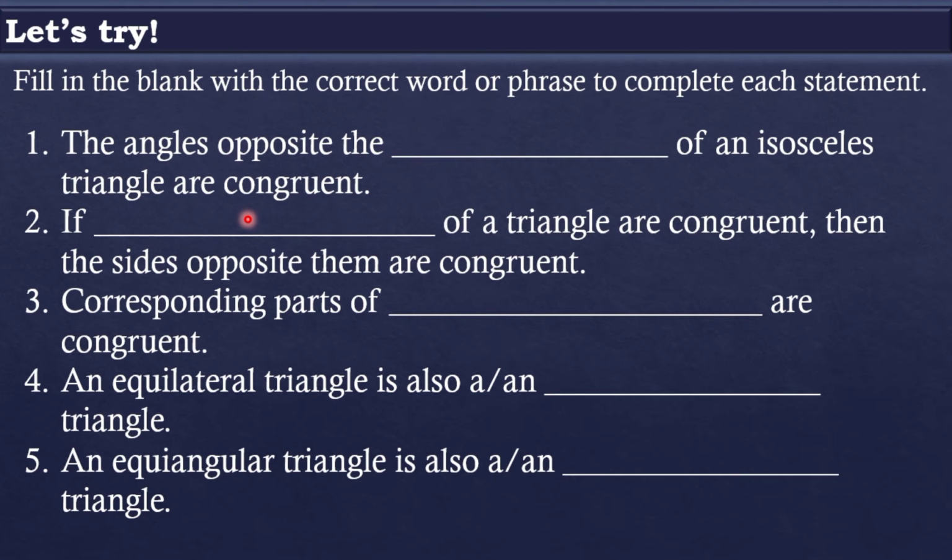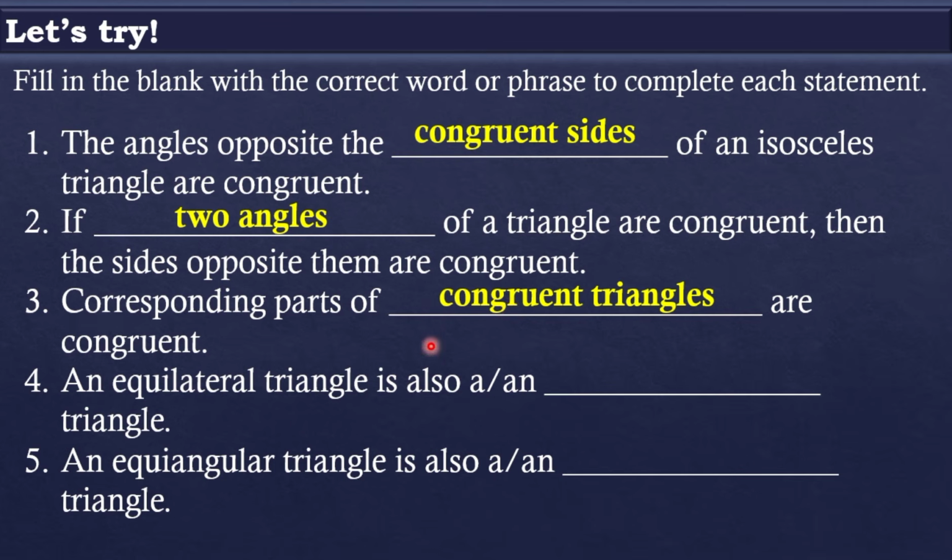So, let's answer. We have number 1, the angles opposite the congruent sides of an isosceles triangle are congruent. If blank of a triangle are congruent, then the sides opposite them are also congruent. So, ito po ay if two angles. Corresponding parts of congruent triangles are congruent. An equilateral triangle is also an equiangular. And the converse, an equiangular triangle is also an equilateral triangle.